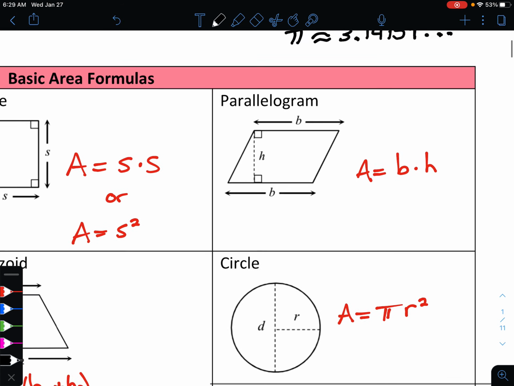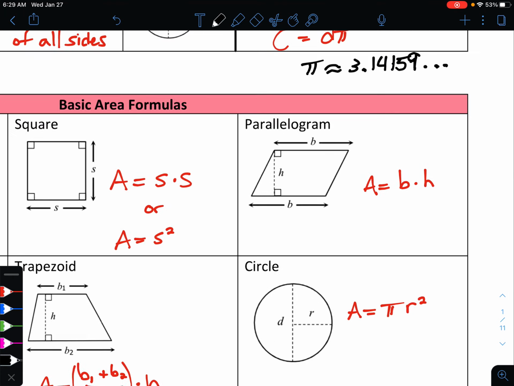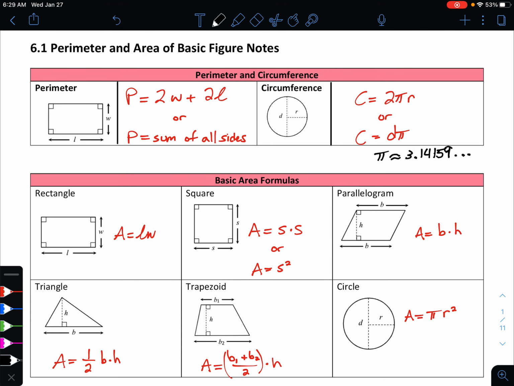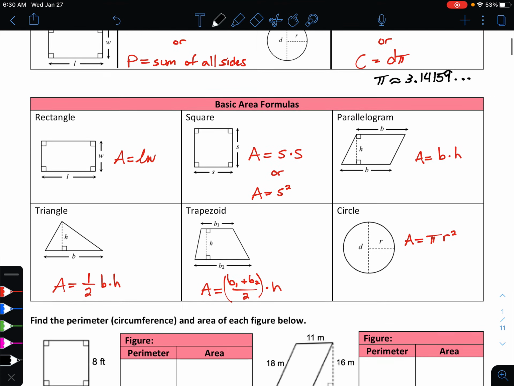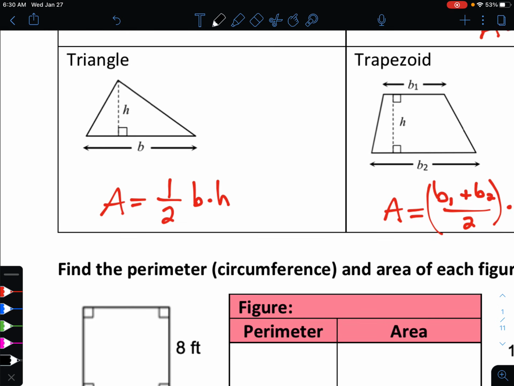And then for a parallelogram, again, same kind of idea. You're just going to take your base multiplied by your height. So again, those first three formulas kind of go together. Again, if you're making a note card for each of these, what I would recommend doing is drawing the figure on one side and giving the formula on the other.